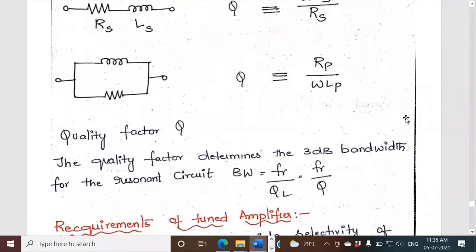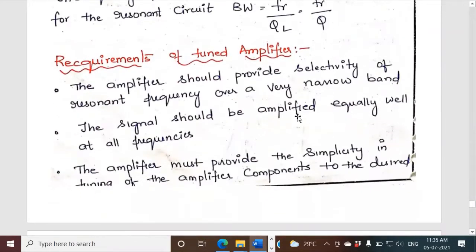Another definition of the quality factor is the ratio of resonant frequency to bandwidth. Q is FR by BW. So what do we need from the tuned amplifier? A very narrow band. It is designed for a very narrow band.